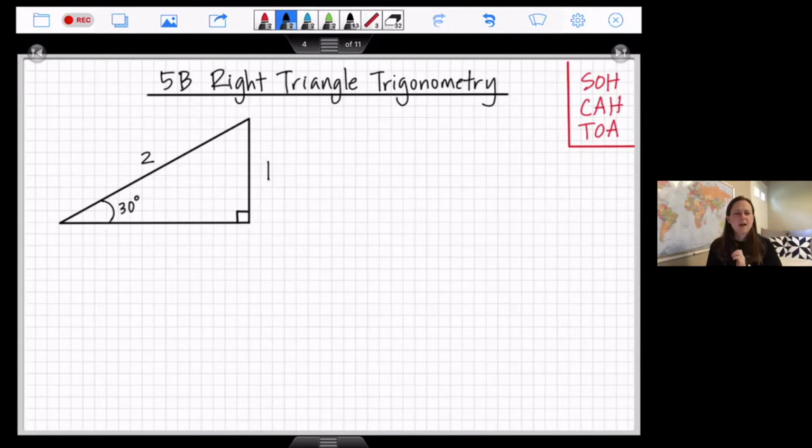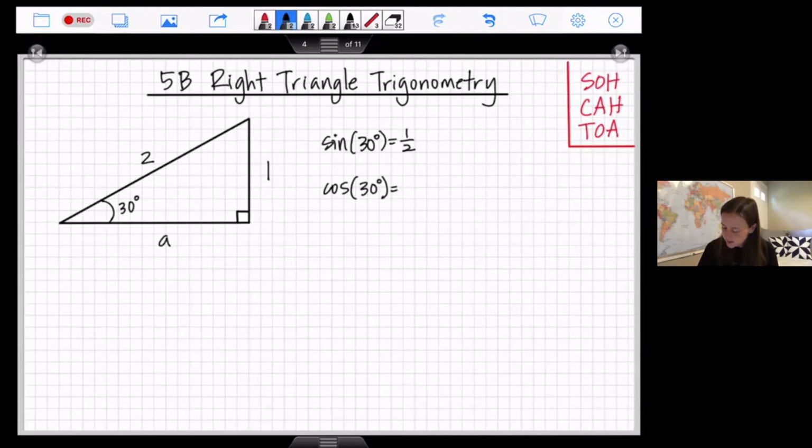Okay, so let's figure out, so we already know that the sine of 30 is equal to a half. Now, if I want to find the cosine of 30, I need to divide the adjacent side by the hypotenuse. I know the hypotenuse is 2, but I need to know what this adjacent side is. And to find that, we're just going to use the Pythagorean theorem.